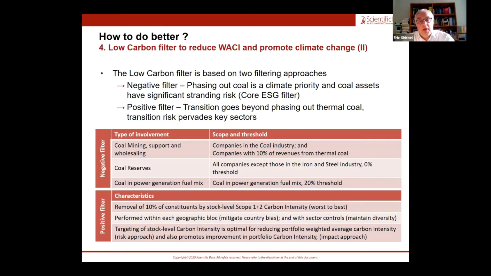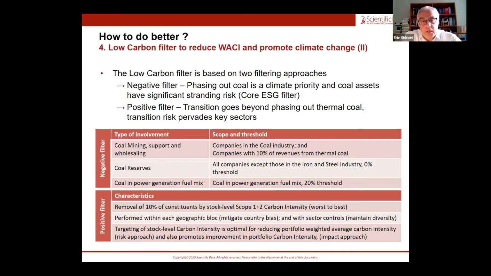So essentially, the carbon filter is based on two types of filtering approaches. First of all, there is the core ESG filter, which is essentially a negative filter. As part of this core ESG filter that we apply to all of our ESG multi-factor indices, companies with more than 10% of revenue from thermal coal are excluded, companies with coal reserves are excluded, and also companies that use coal in their power generation mix are excluded. So this is a very simple exclusion of companies with an extremely high carbon exposure. So that's the negative filter that we apply.